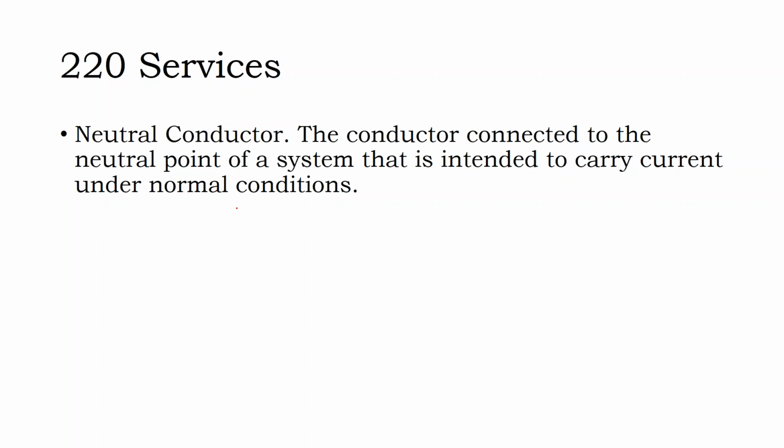So the neutral conductor: the conductor connected to the neutral point of a system that is intended to carry current under normal circumstances. It's called neutral, but it is intended to carry current. It's not like the equipment ground conductor, which is just connecting all the metal bits together, and any current on any point of the system is immediately shuttled away to ground. The neutral is intended to carry current under normal conditions.